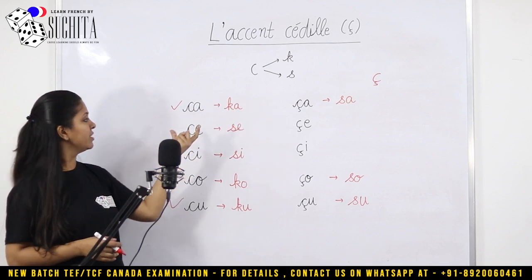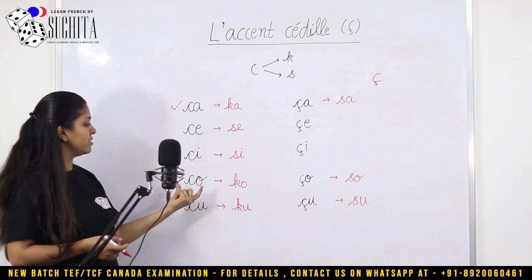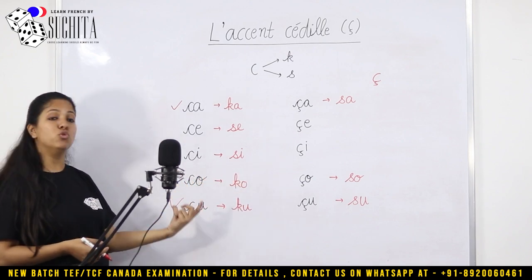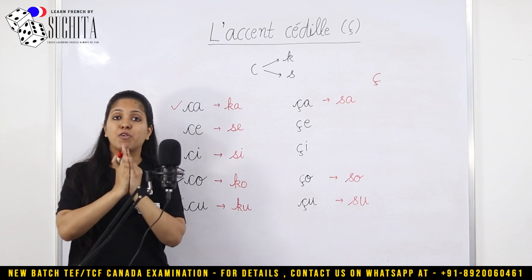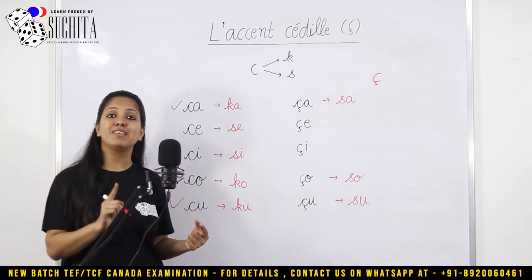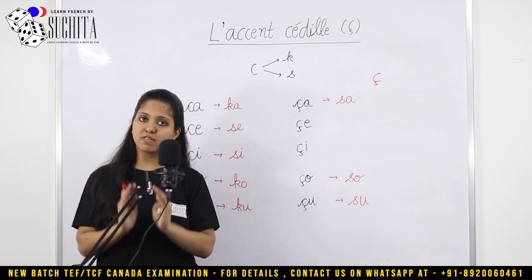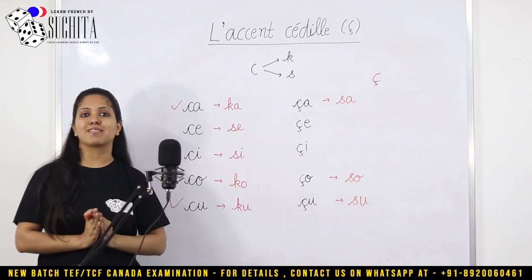CA, Ka; CE, S; CI, C; CO, Ko; and CU, Q. This you will have to remember. If after C you have A or O or U, then the pronunciation of C is K, and if you have E or I, then the pronunciation of C is S. Now comes the role of the accent.